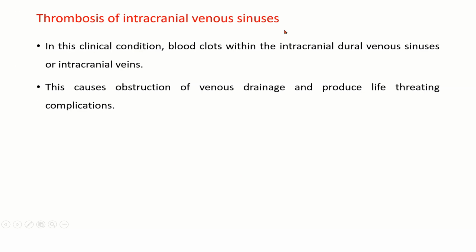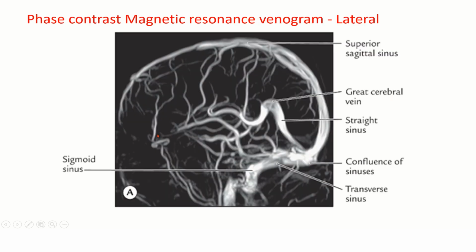So thrombus of intracranial venous sinuses. This is one of the commonest problems affecting the cerebral venous sinuses. This results in blood clots within the intracranial dural venous sinuses or intracranial veins. This causes obstruction of venous drainage and produces life-threatening complications.